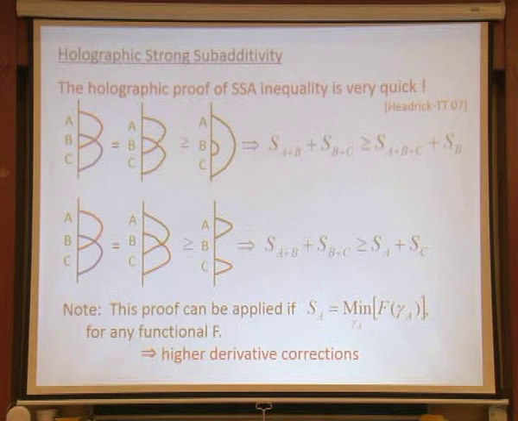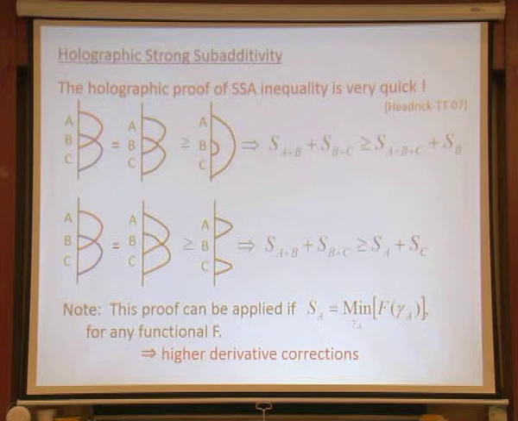But one might have quickly noticed that this proof doesn't need a minimal area surface. This proof can be true for any entropy which is given by the minimum of some local functional. So this degree of freedom is actually used to extend this holographic entropy in a theory with higher derivative corrections.